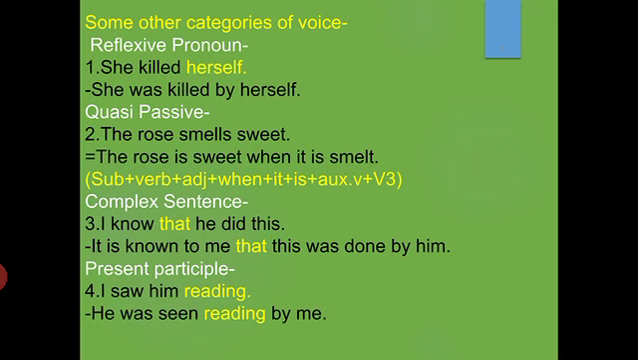Here we can memorize a structure: subject plus verb plus adjective plus when plus it plus auxiliary verb plus V3. Another category is the complex sentence. Here is a sentence: I know that he did it.